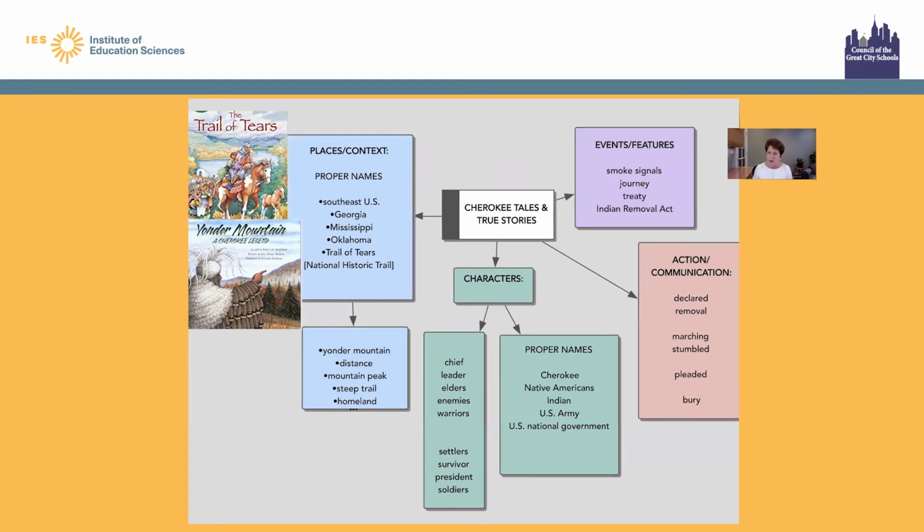And finally, there are events and features in stories. One of the important parts in this text has to do with the Indian Removal Act, treaties. So remember those words that were so idiosyncratic. It's not that some of them weren't important, but it's the context in which we're learning them.